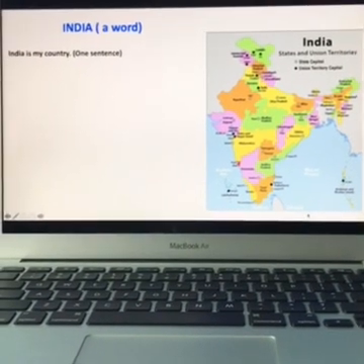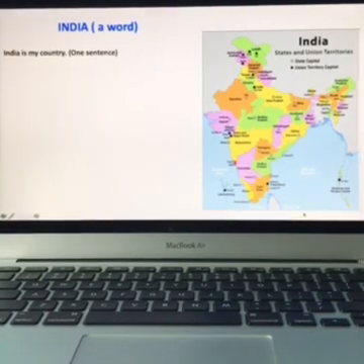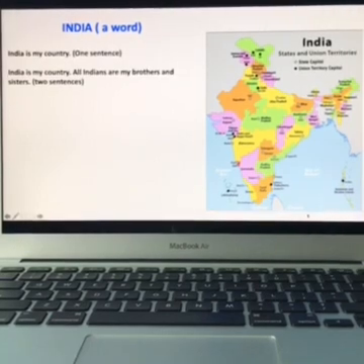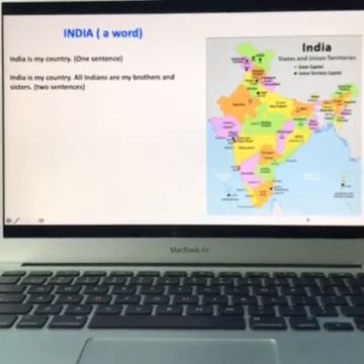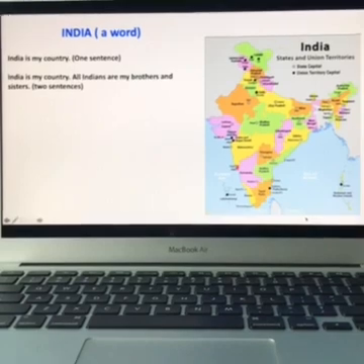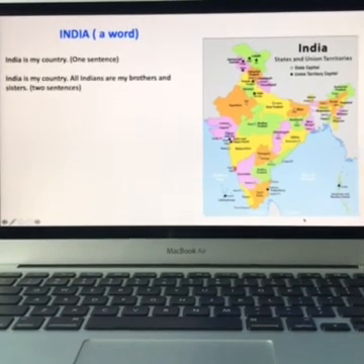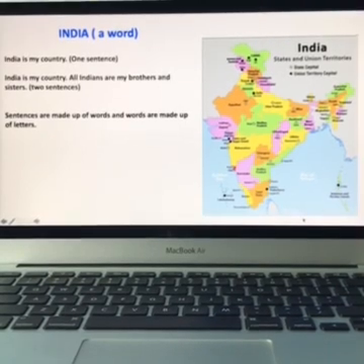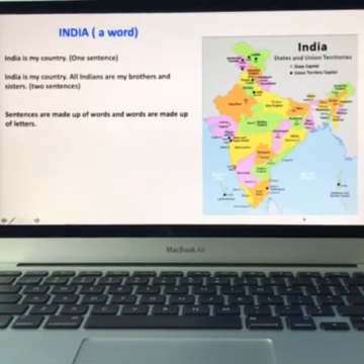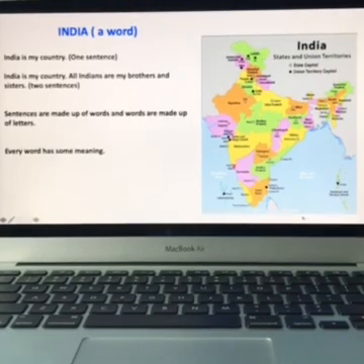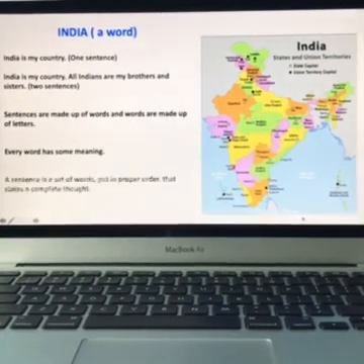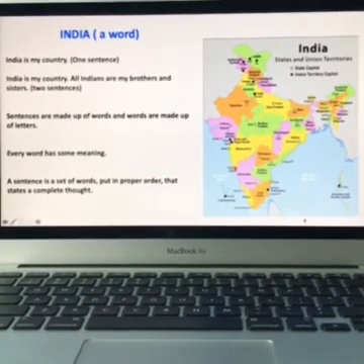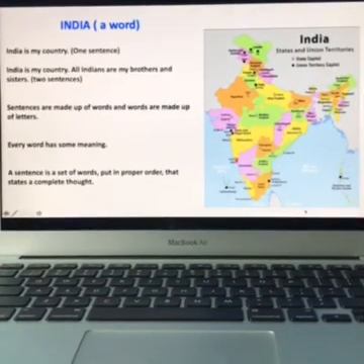When we say India is my country, it is one sentence. India is my country. All Indians are my brothers and sisters. These are two sentences. Sentences are made up of words and words are made up of letters. Every word has some meaning. A sentence is a set of words put in proper order that states a complete thought.